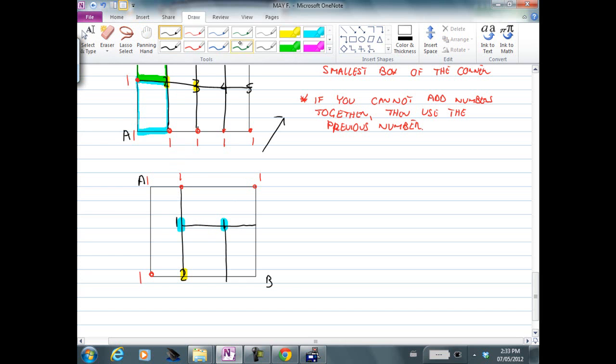See, look at this one. See, look, this is the bottom right corner. If it's a bottom right corner, then we add. If it's not a bottom right corner, we use the previous one. That's why we need to know the direction you're going. So this is going to be 3.